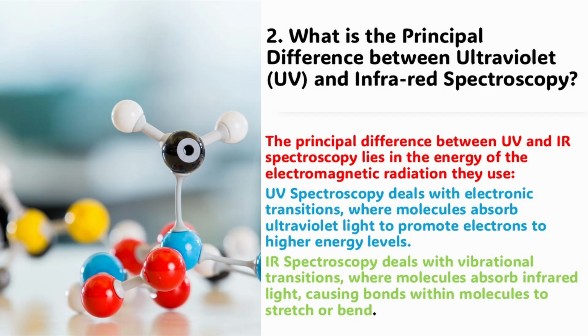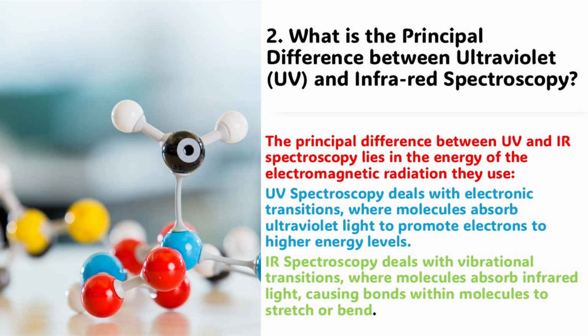The second question is, what is the principal difference between ultraviolet spectroscopy and infrared spectroscopy? The answer to this question is very simple. The principal difference between ultraviolet spectroscopy and infrared spectroscopy lies in the energy of the electromagnetic radiation they use. Ultraviolet spectroscopy deals with electronic transitions, where molecules absorb ultraviolet light to promote electrons to higher energy levels.